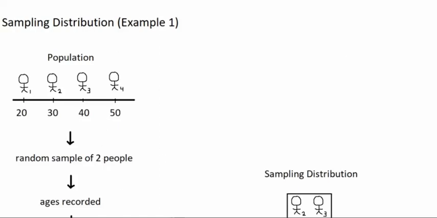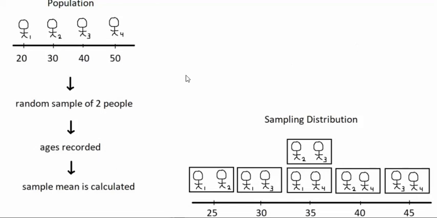After the 2 people are selected, the 2 ages are recorded and the sample mean is calculated. The person who selects the 2 people records their 2 ages and then adds the 2 ages and divides by 2 and gets the mean of the 2 selected people. Now we don't know what this sample mean is going to come out to. There's more than one number that it could come out to. That's because the number that the sample mean comes out to depends on which 2 people are selected.